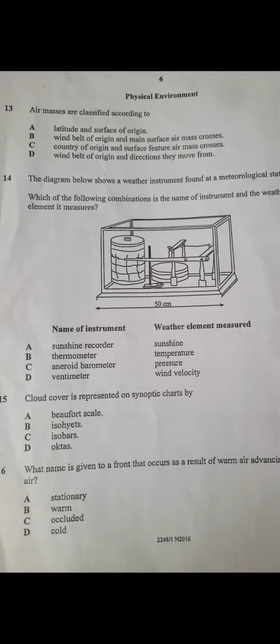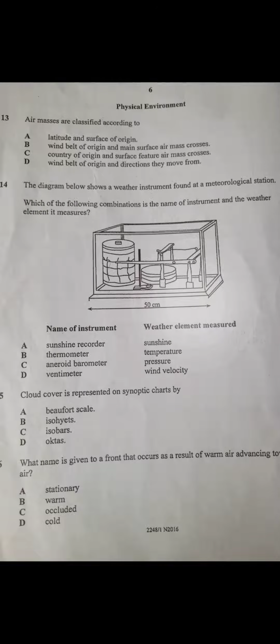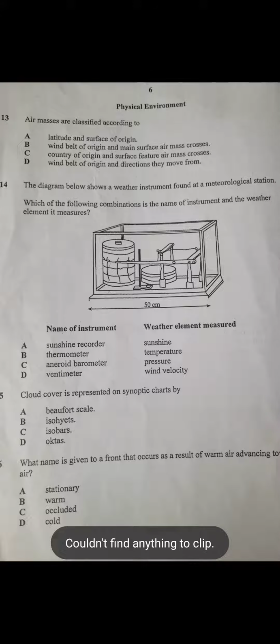Moving on to the next question, number 14. The diagram below shows a weather instrument found at a meteorological station. Which of the following combinations is the name of the instrument and the weather element it measures? The correct answer is B: the name of the instrument is thermometer, and what it measures is temperature. Okay, moving on to question number 15.